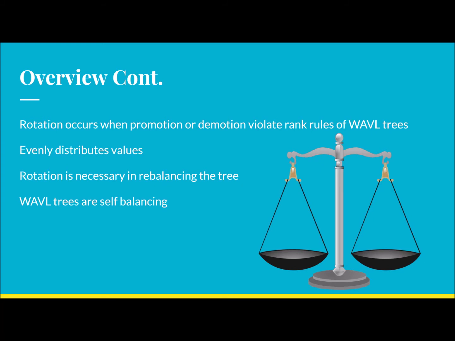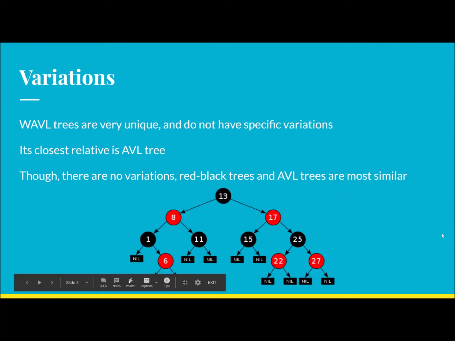The ability to rebalance is a major benefit to using WAVL trees over the related AVL trees, which are rank balanced. There are no direct variations of WAVL trees, but many do find the AVL tree to be its closest relative. On top of AVL trees, red-black trees, another binary search tree, are also deemed very close in structure to that of the WAVL tree.